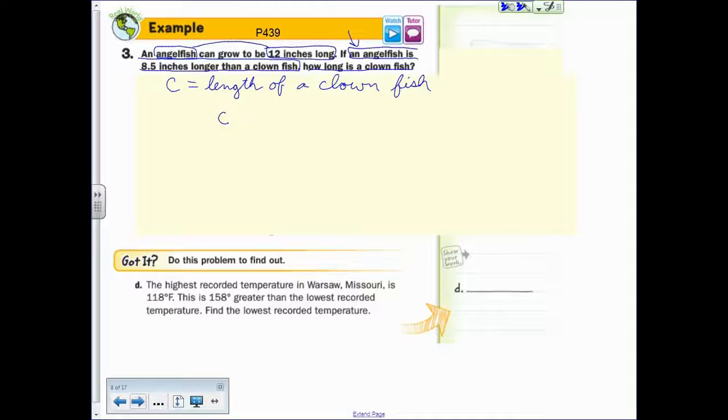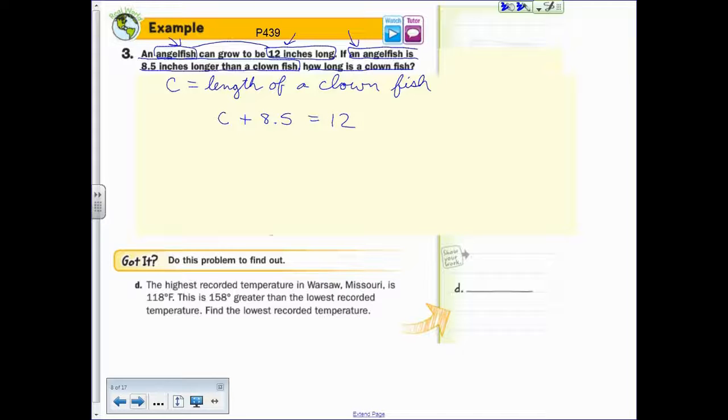Well, some of you are thinking we need to subtract. But remember, the angelfish is longer. So we would take the length of the clownfish and not subtract from it. We would take the length of the clownfish and add to it to get the length of the angelfish. Well, how long is the angelfish? That's right. The angelfish is 12 inches long.